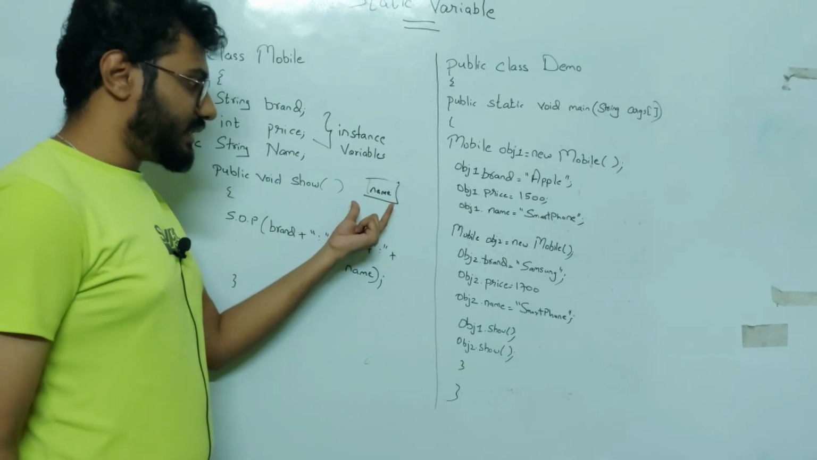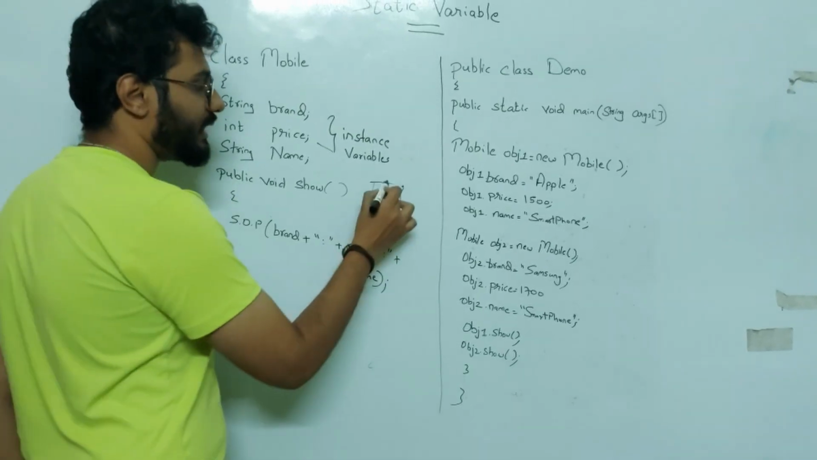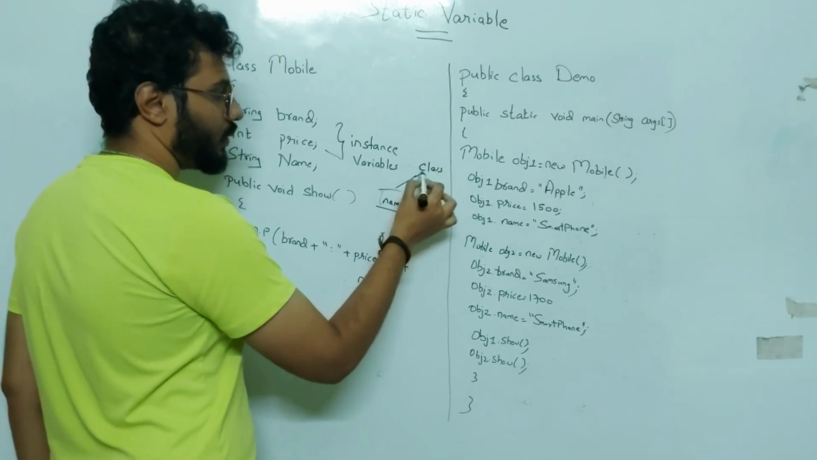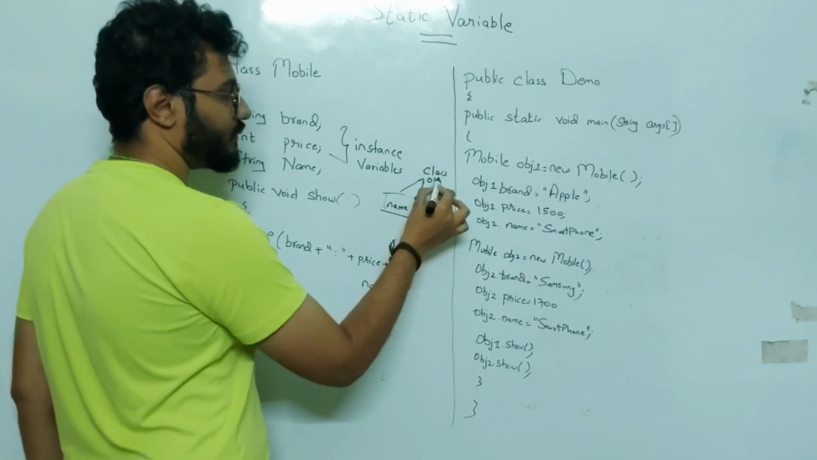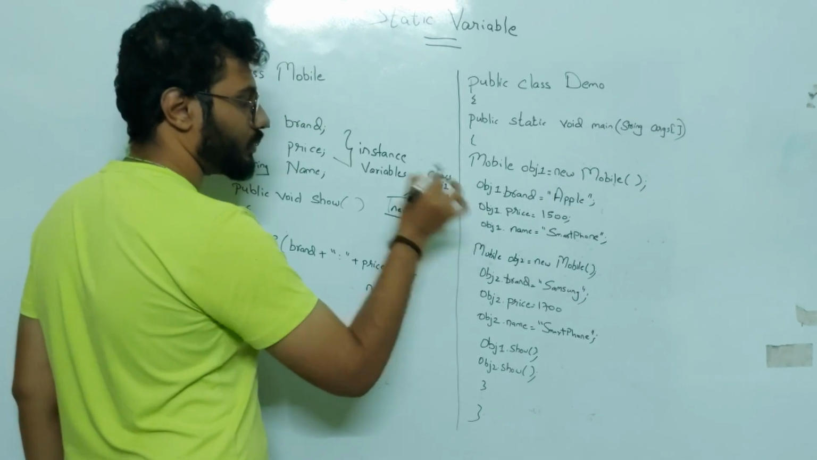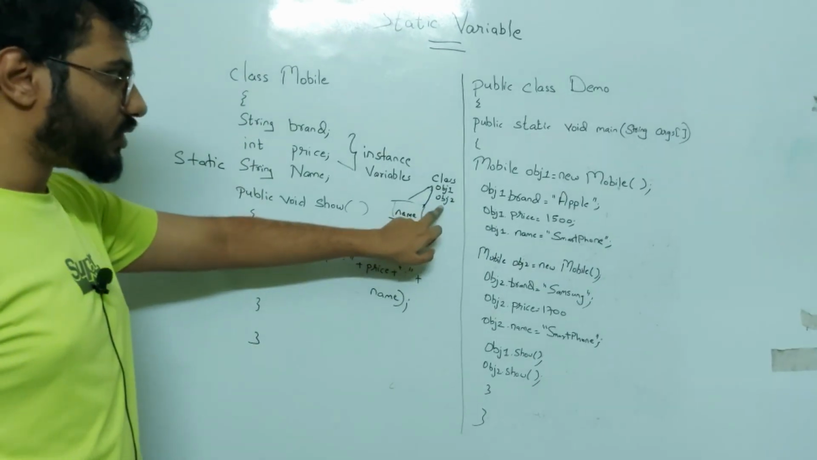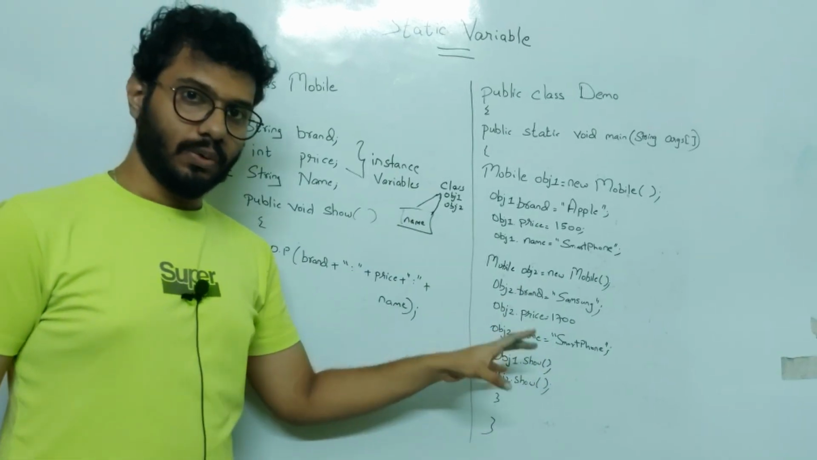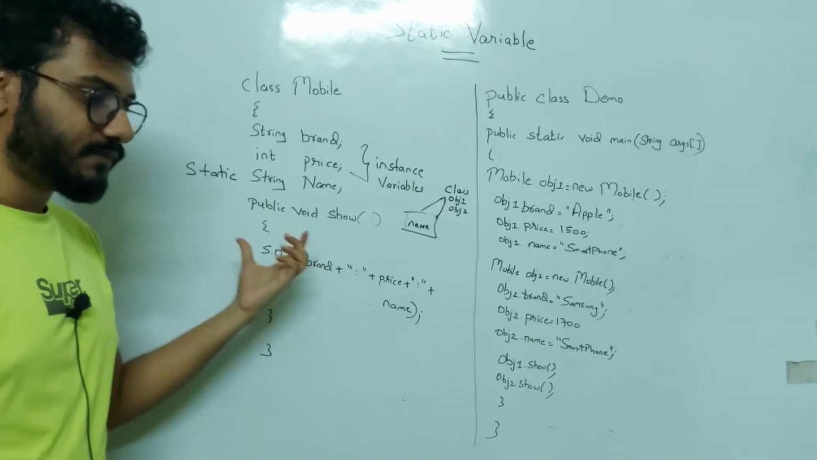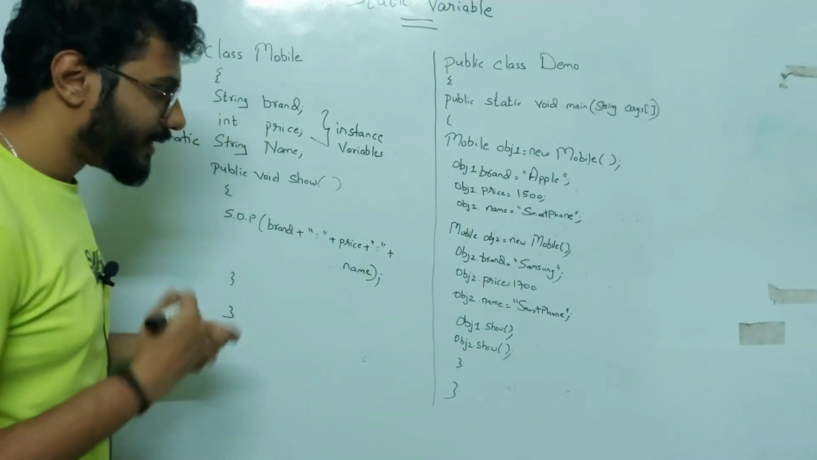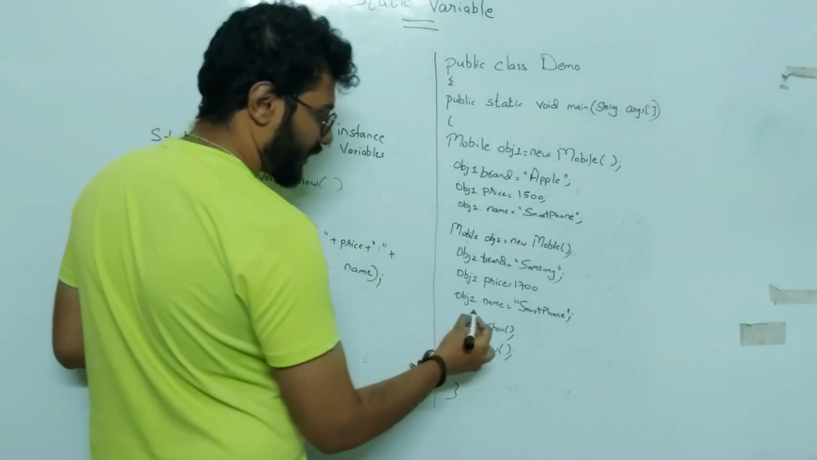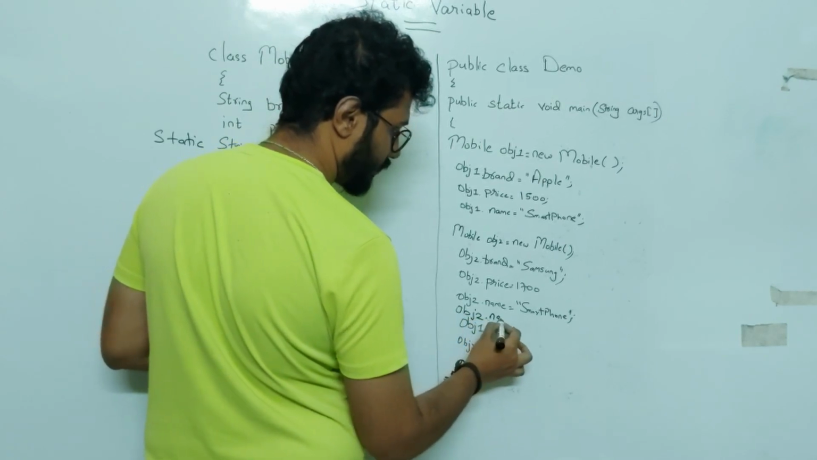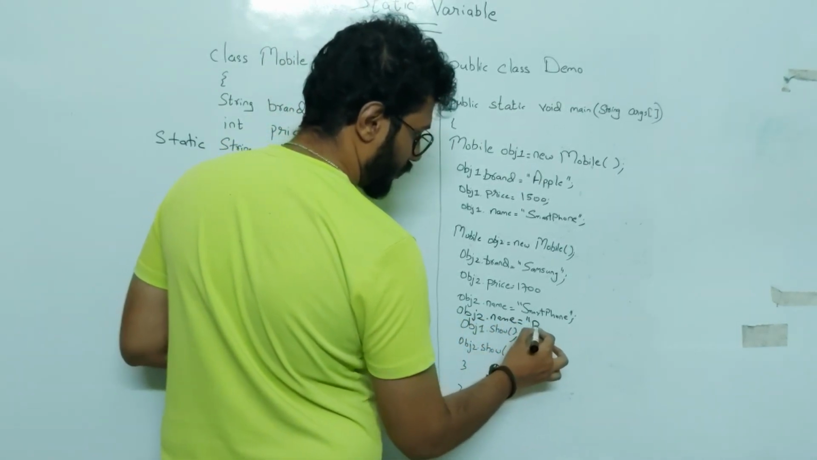In pictorial representation, this name variable is common to the class. This means it's common to obj1 and obj2. So if you change it in obj2, automatically the obj1 name also will change. This is what a static variable means. Now we have spoken about what happens if we change obj2.name equal to phone.